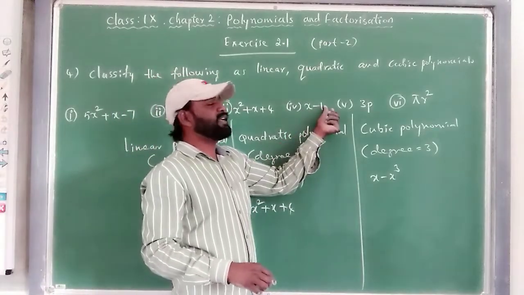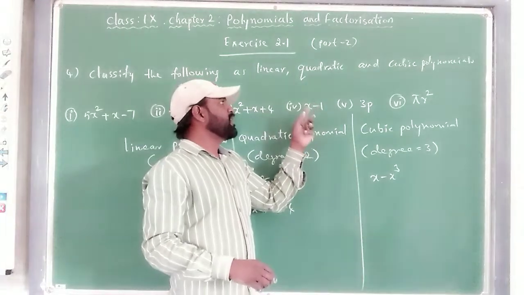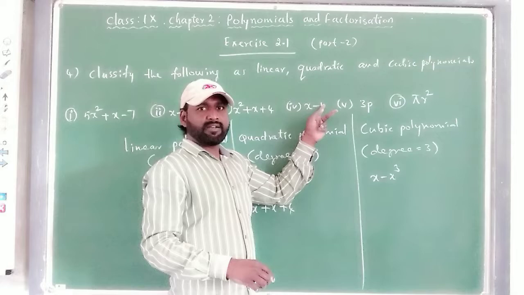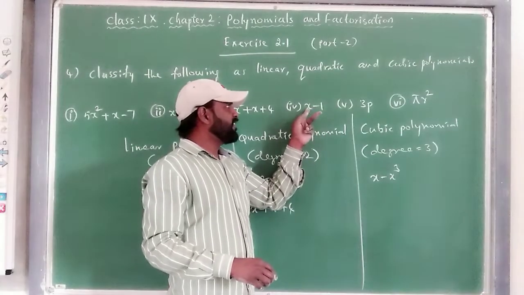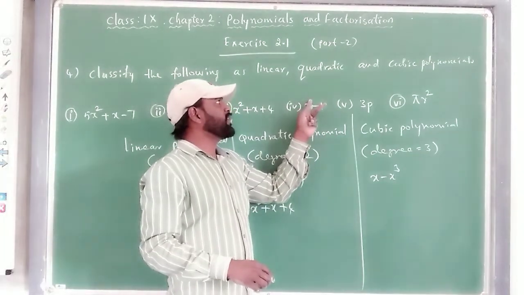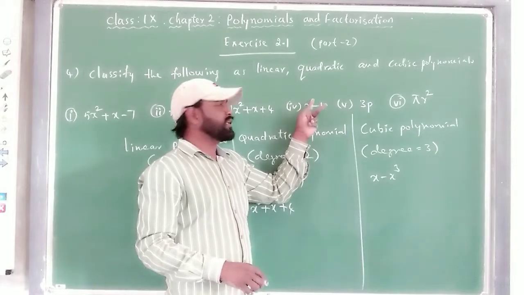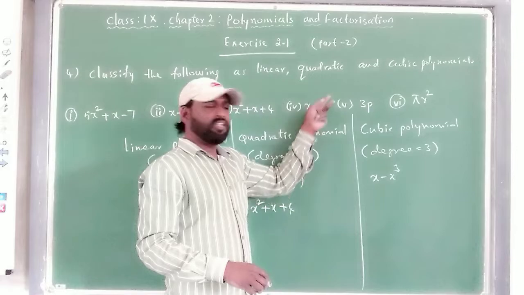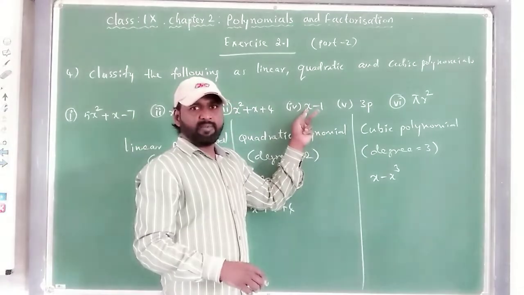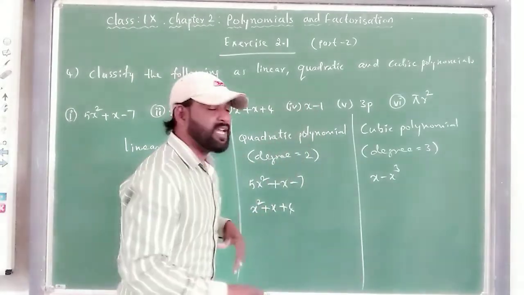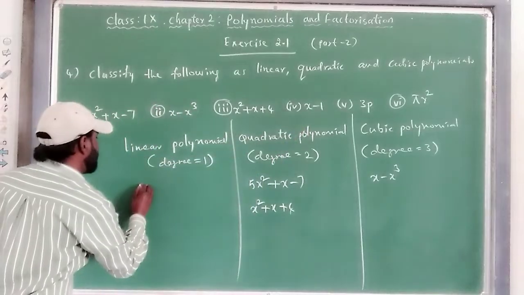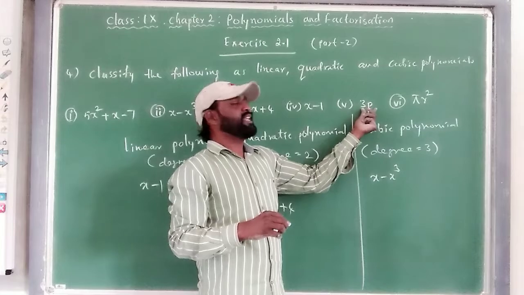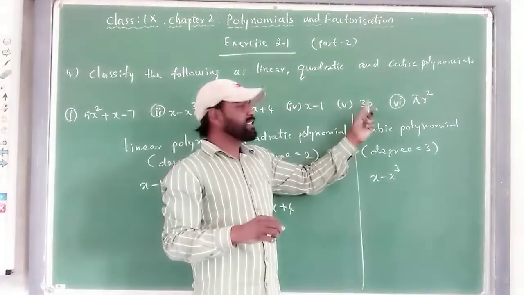Next one, x minus 1. Here there are two terms. The first term, the variable is x. Second term, there is no variable, it is a constant term. So first term, variable x, its exponent is nothing, that means it is 1. There is no number written, means you have to imagine it as 1. The degree of this polynomial is 1. Since the degree of the polynomial is 1, it is called what? Linear polynomial. It falls under linear. x minus 1. Here next one, 3p, only single term. What is the variable in it?